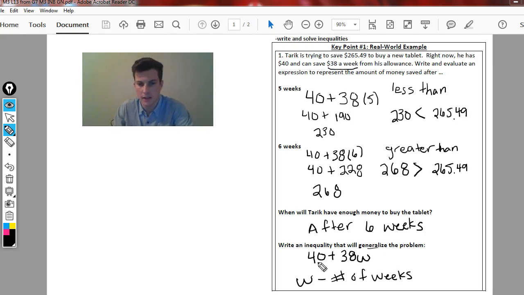And I know that this is the amount he saved, and we want to know when will that be either greater than or equal to the amount he needs. And the amount he needs is $265.49. Good, let's go to the next page.